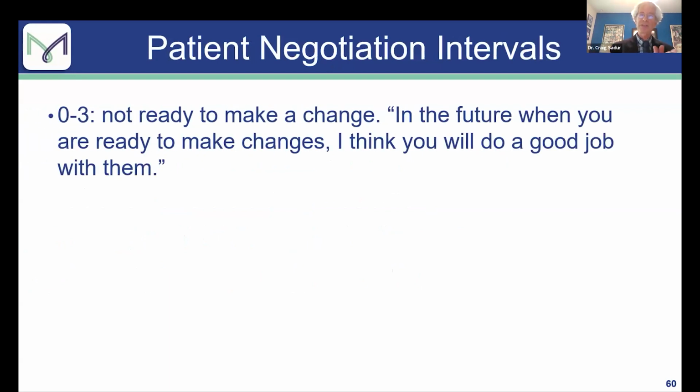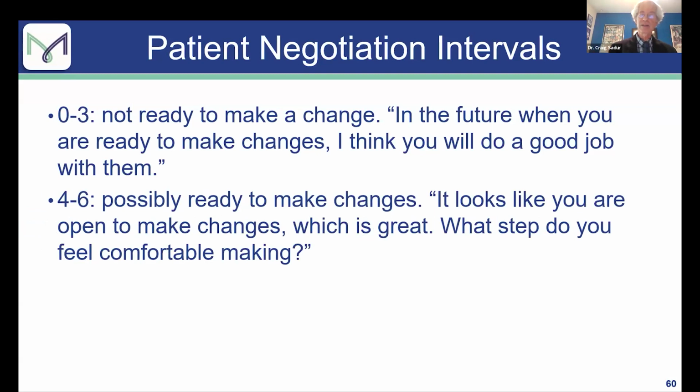And with that, in intervals, if he's 0 to 3, he's not ready to make a change. And you could say, consider in the future, when you're ready to make changes, I think you'll do a good job with them. Sort of let him mull it over, and something that can be expressed later. If it's 4 to 6, it looks like he's possibly ready to make changes, and you could say, it looks like you're open to making changes, which is great. What one step do you feel comfortable making? Sort of toe in the water, make changes.